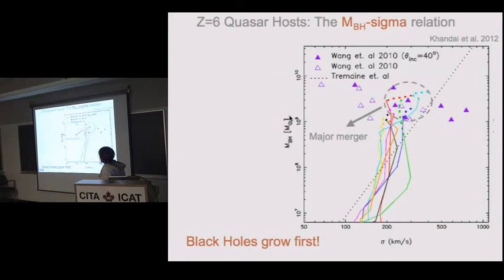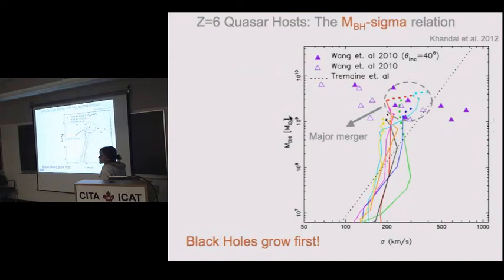So objects shoot right up. Compared to the local relationship, which is sketched by this dotted line, they have larger black hole masses with respect to their sigma than at lower redshifts. So these black holes are heavier than the local counterparts, compared to their galaxy, compared to their sigma. And the dotted lines here show what happens to some of these objects later on. In fact, some of these are moving toward the local sigma relationship, subsequent to major mergers or so on.